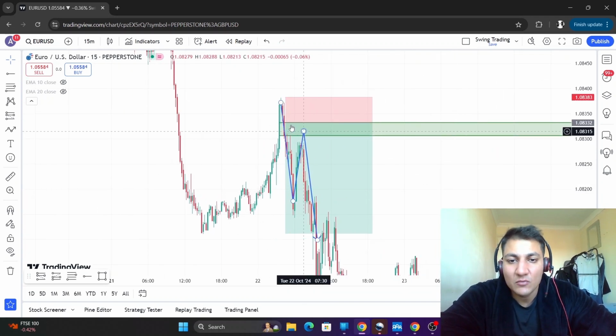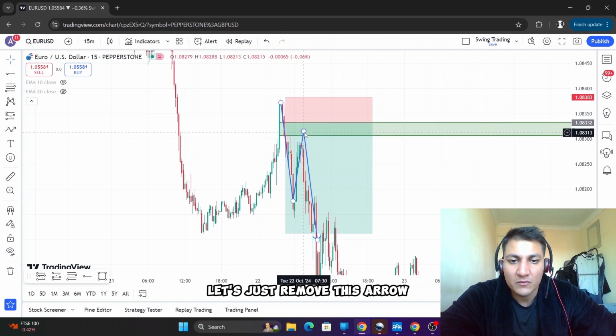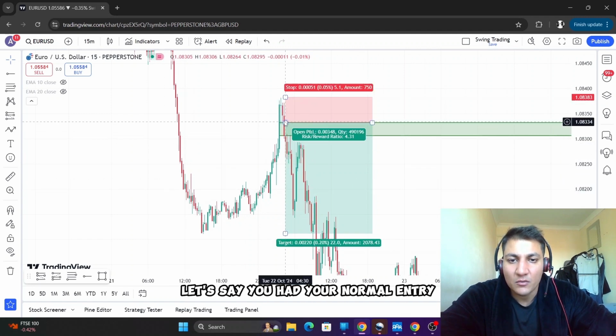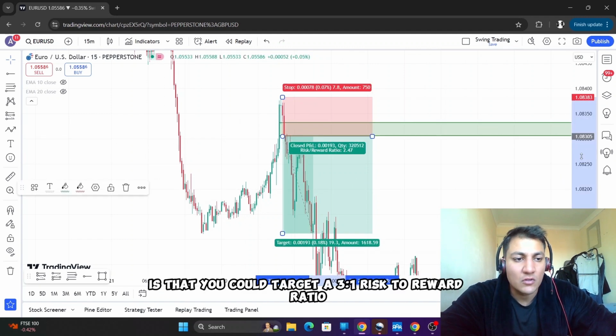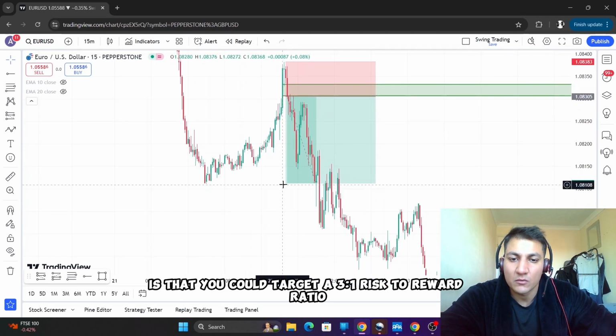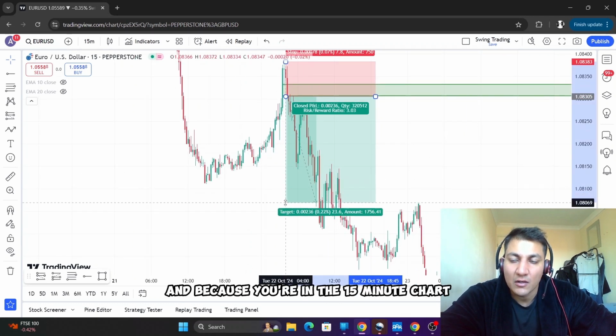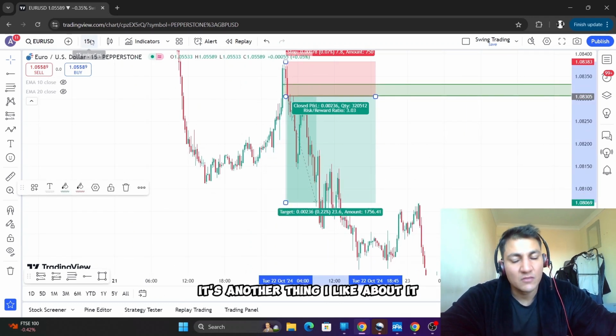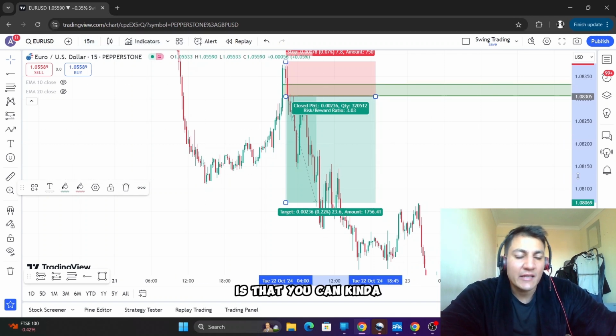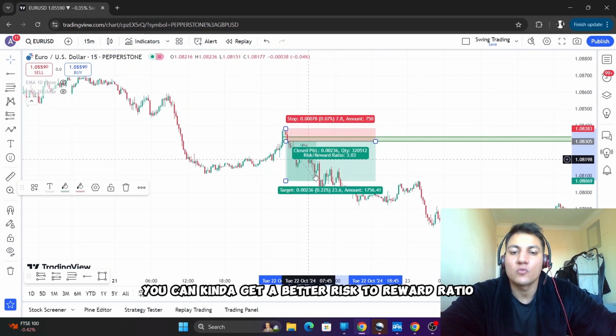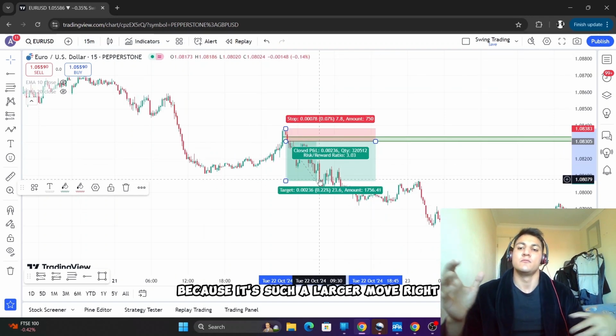Now you can, if you really wanted to here, let's just remove this arrow. If you really wanted to, let's say you had your normal entry, you could target a 3 risk to reward ratio because you're on the 15-minute chart. And because you're on the 15-minute chart, it's another thing I like about it, is that you can get a better risk to reward ratio because it's such a larger move, right? It's such a large move.